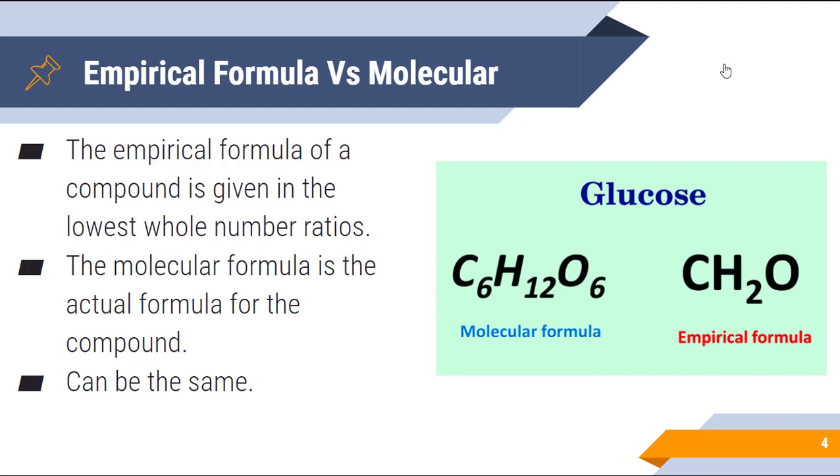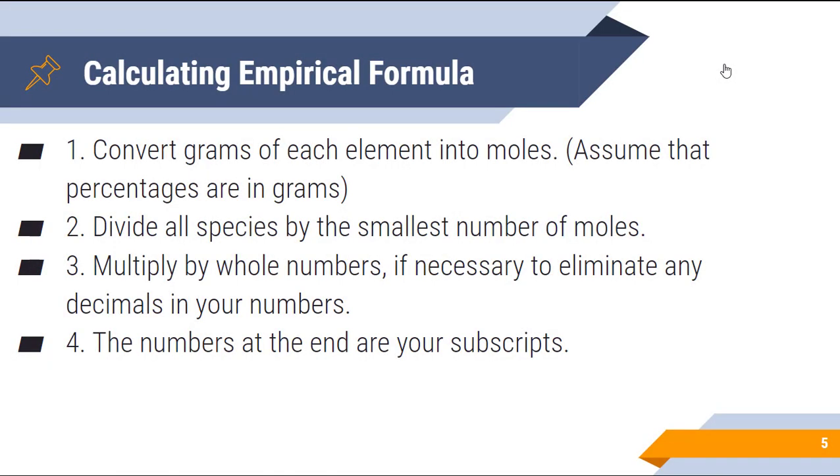So we're going to go through how to do this process. In order to calculate the empirical formula, we have several steps. Number one, we need to convert grams of each element into moles. And if we're given a percentage, we assume that those percentages are in grams. So for example, if we're given 66% this and 34% that, we just assume that it's 66 grams and 34 grams. Makes things a little bit easier on us.